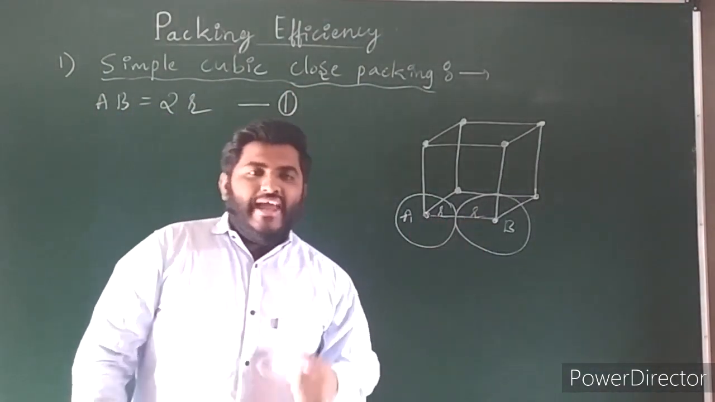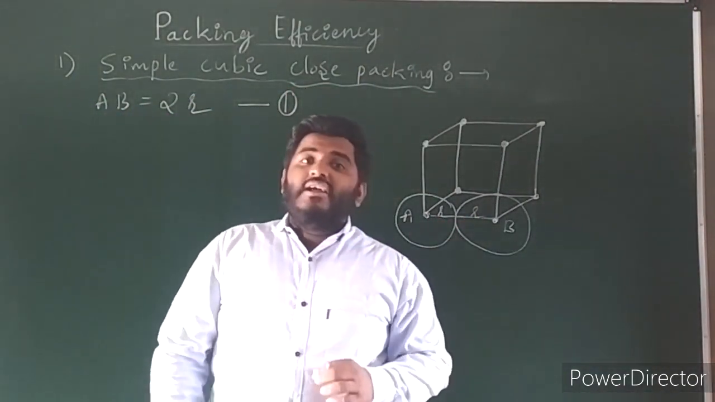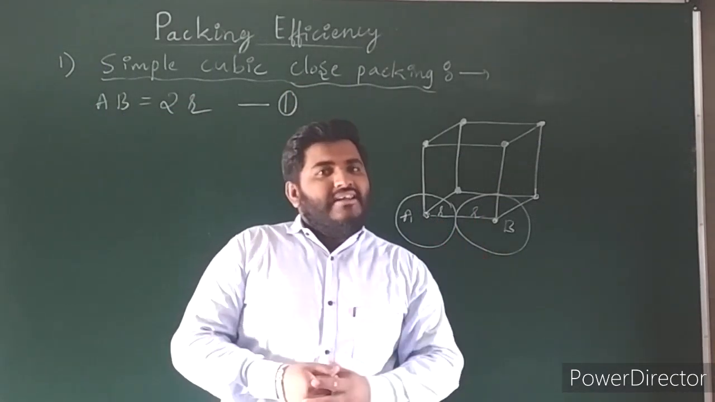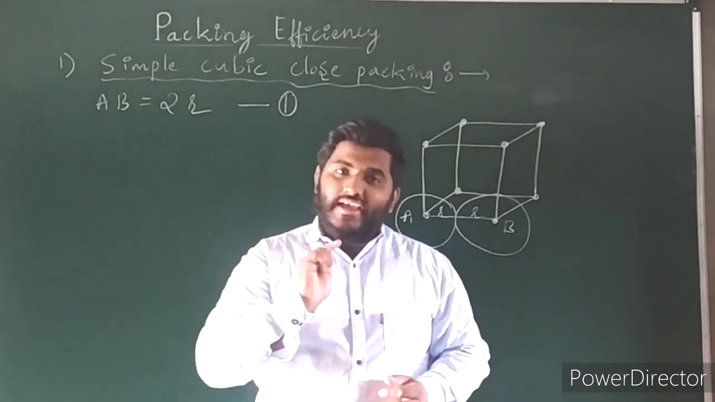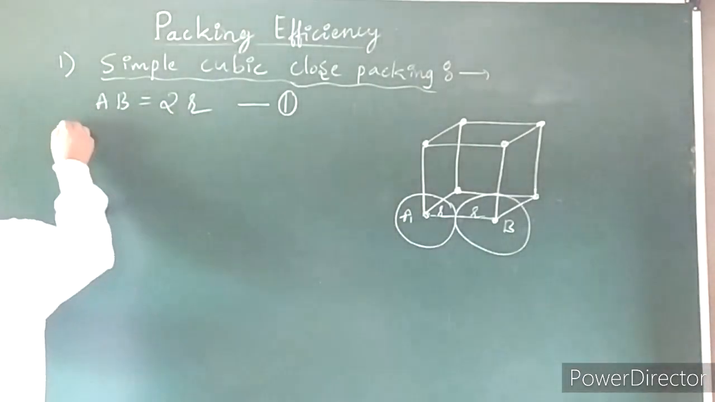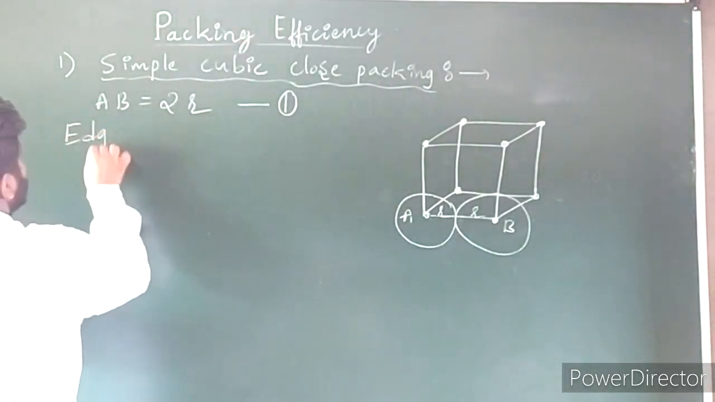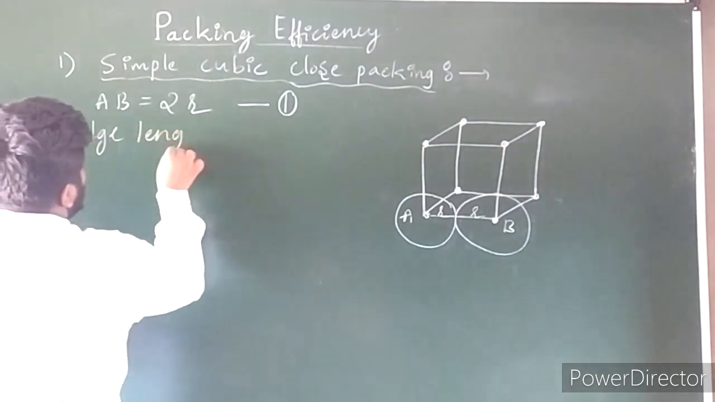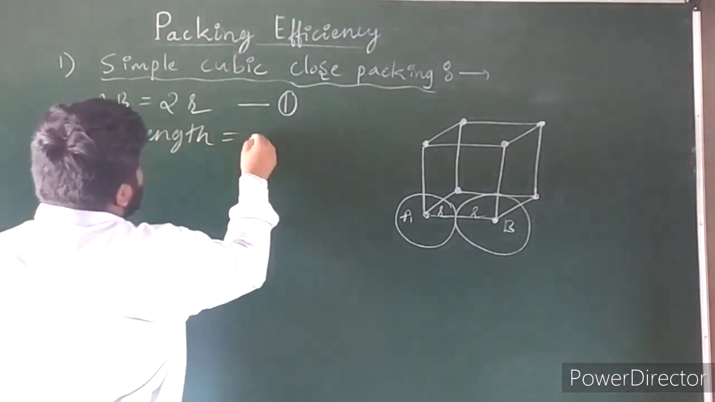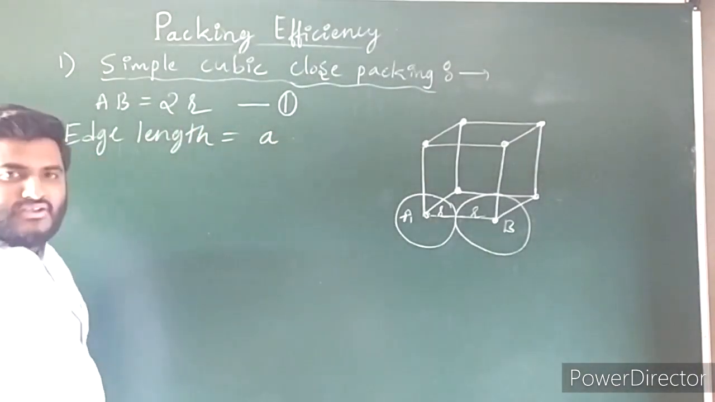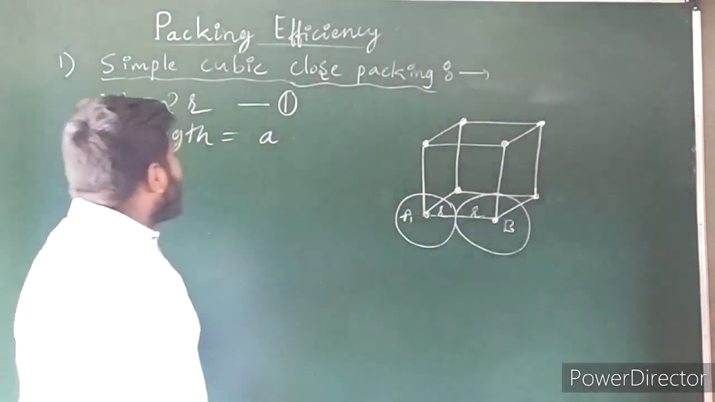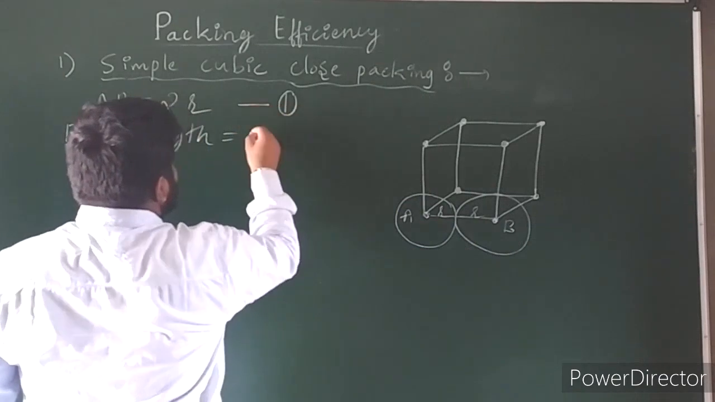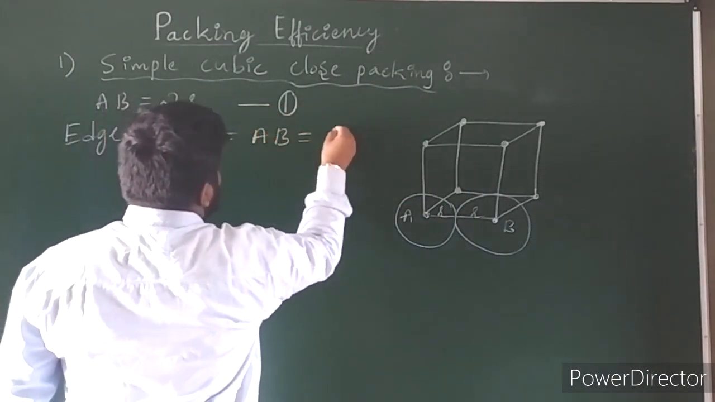AB is what? The edge of the cube. Remember, we have just earlier discussed that the edge length of the cube is denoted by small a. So we take that edge length. Edge length of the cube, how much? Edge length will be a. Yes, AB is the edge, so what is that AB? Nothing but a. Edge length is equal to AB is equal to a.